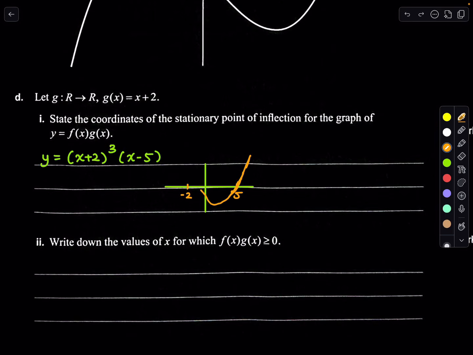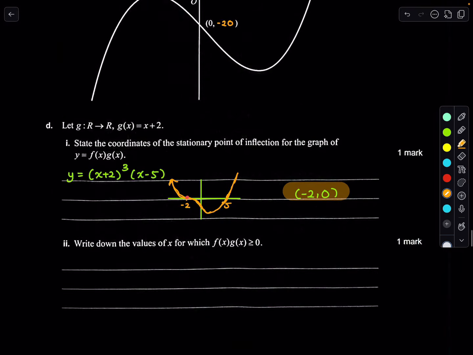Then it's going to bend like this. Do you see? Like a point of inflection. Do you see how it's bending like that? And done. So in this case, they're just telling you to state the coordinate of the stationary point of inflection. We know our stationary point of inflection is occurring at this coordinate, which in this case is -2. Let me write it down in another color: -2, 0 as the coordinate. Very easy. Okay. Next question.